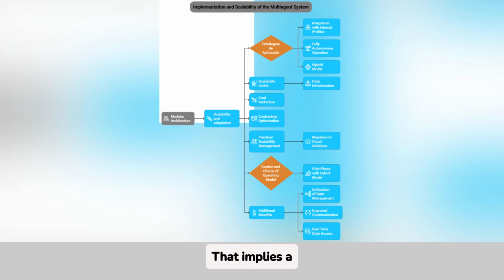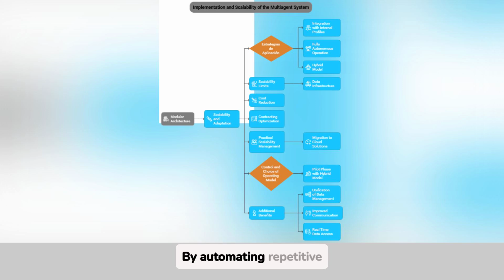That implies a significant reduction in costs and an optimization in hiring, right? By automating repetitive and operational tasks, we reduce the costs associated with hiring and training specialized personnel. In addition, human errors are minimized, which optimizes processes and improves the overall efficiency of the organization. Another important aspect is that by reducing dependency on certain critical profiles, we mitigate the risk of hard-to-fill vacancies.